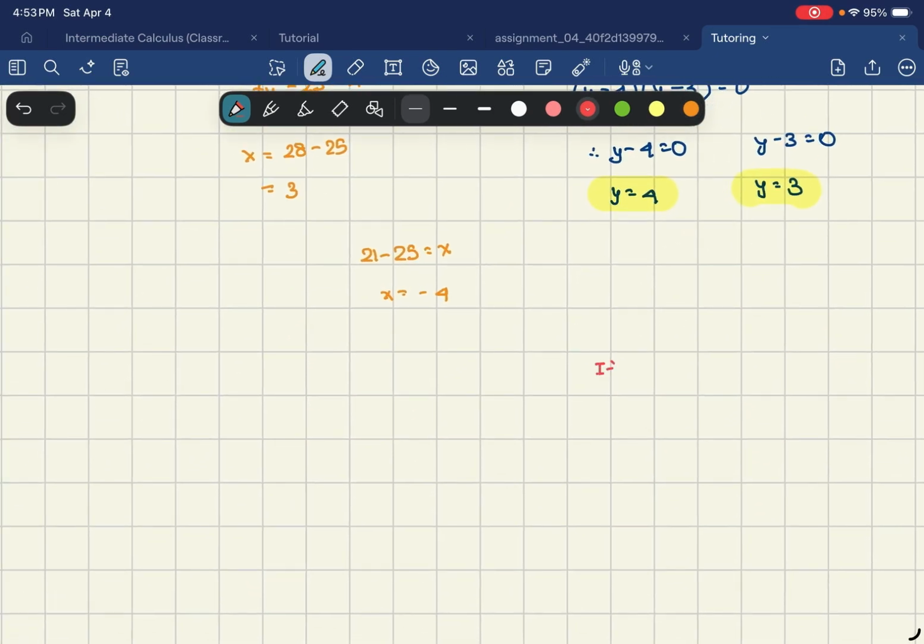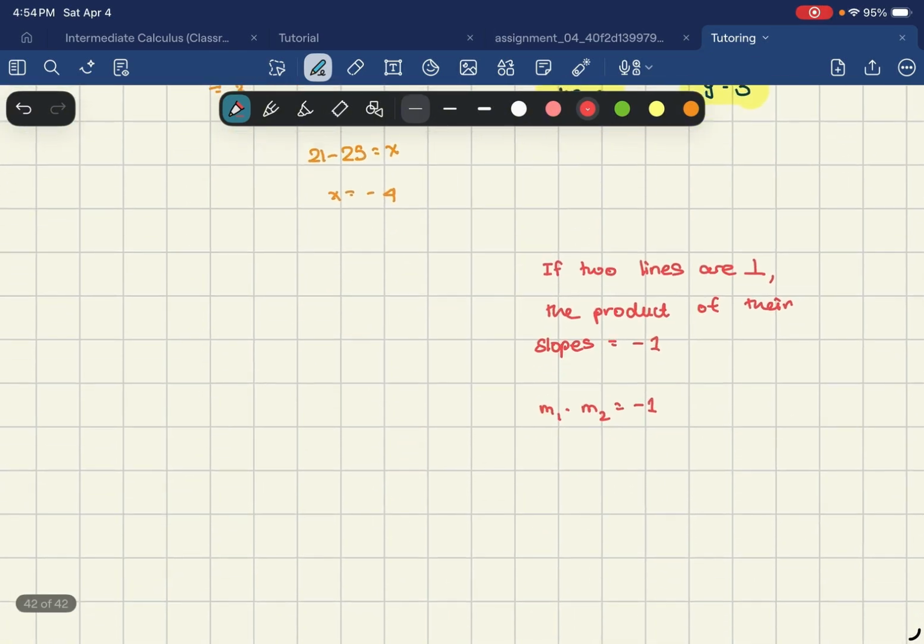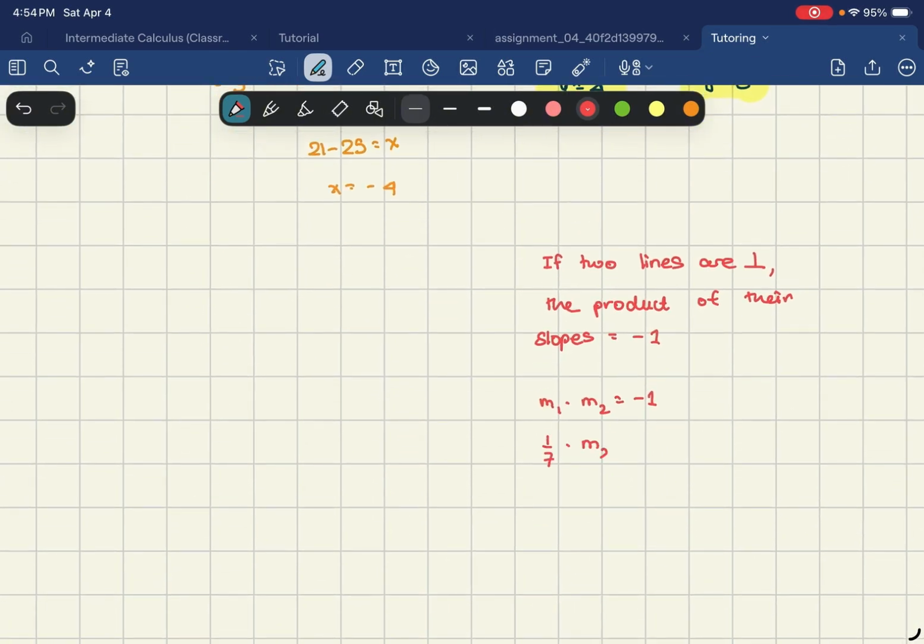If 2 lines are perpendicular, so this is the symbol for perpendicular, the product of their slopes is equal to -1. So m1 times m2 is going to be -1. So if we know m1 is 1 over 7, we just found the gradient of this AB line, we can use it in our formula. So 1 over 7 times m2 is equal to -1. So m2 has to be -7.